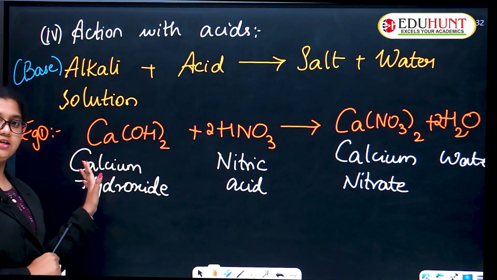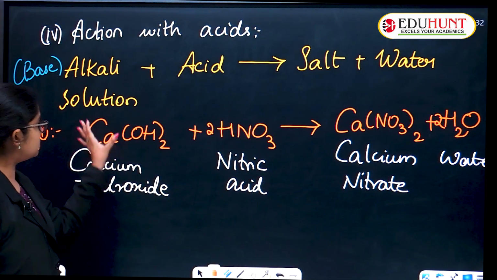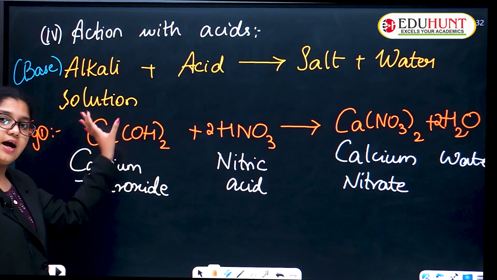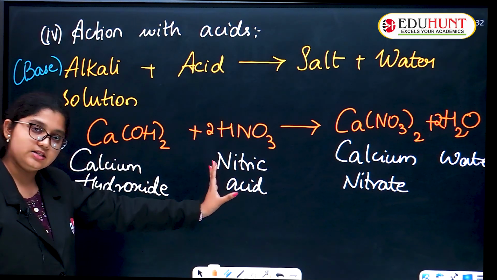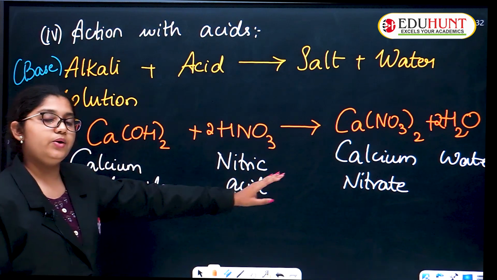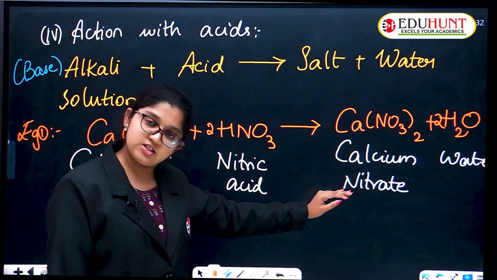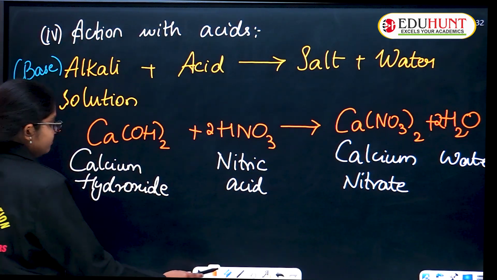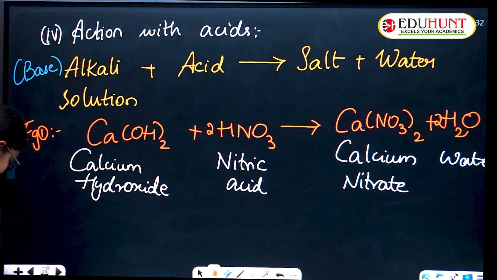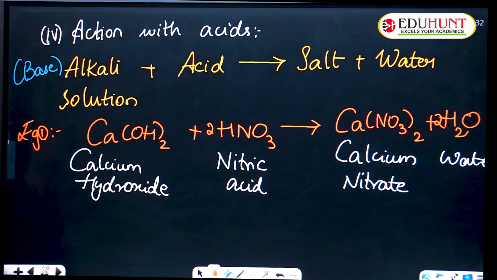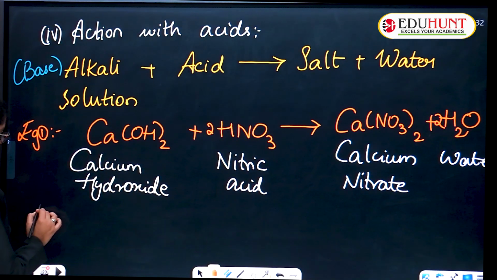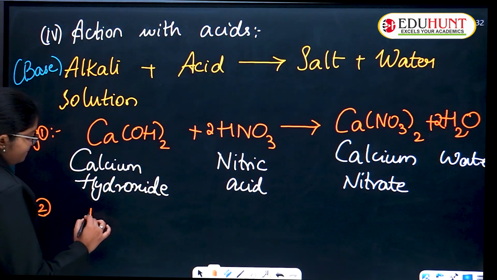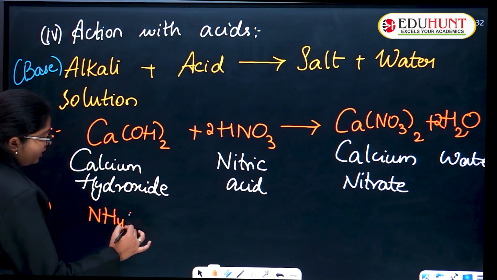Clear now, children? So first example is taking calcium hydroxide, which is an alkali solution. To that we are adding nitric acid, which is an acid, and what do we get? We get a salt, which is calcium nitrate, and also water, H2O. Okay. Now second example is whenever you take ammonium hydroxide.